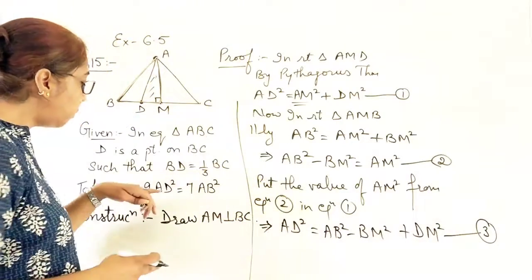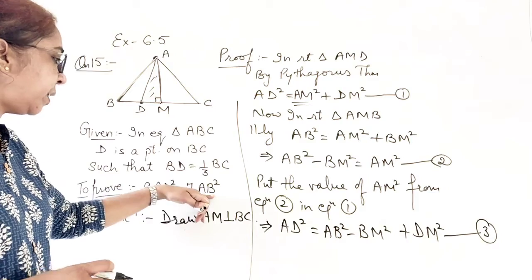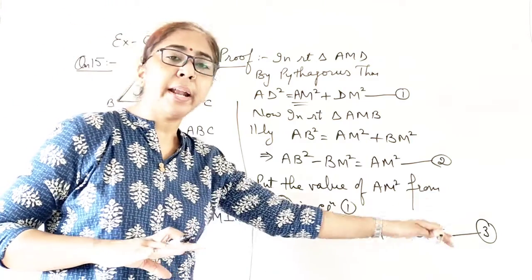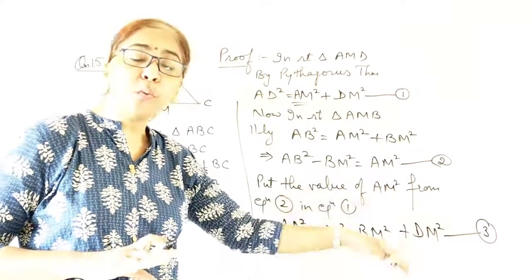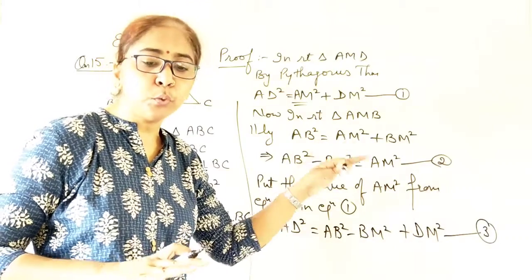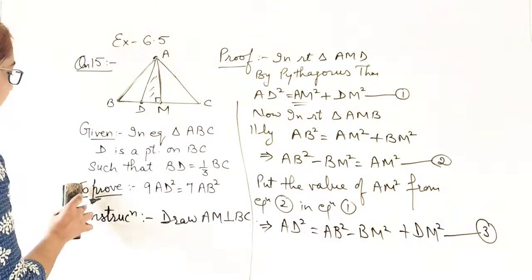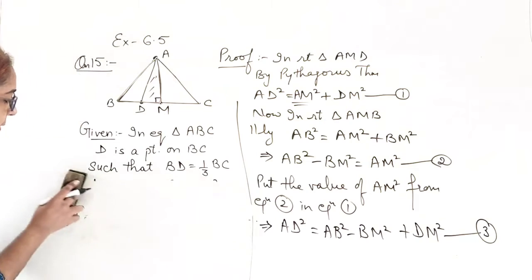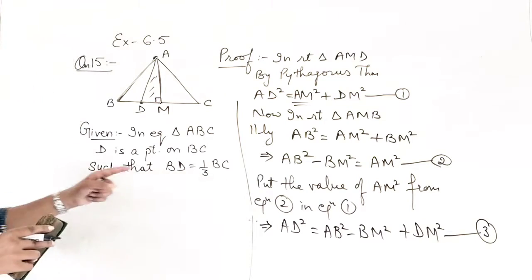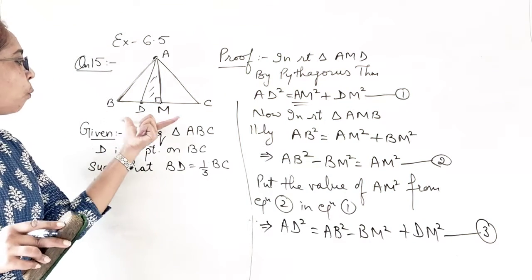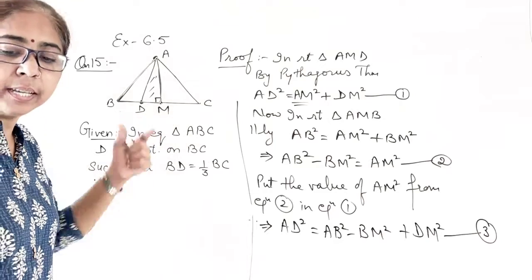But again we want only AD and AB. We don't want BM and DM. So we have to remove these BM and DM too. So how do we remove that? We know that this is given, BD is 1/3 of BC. Okay.